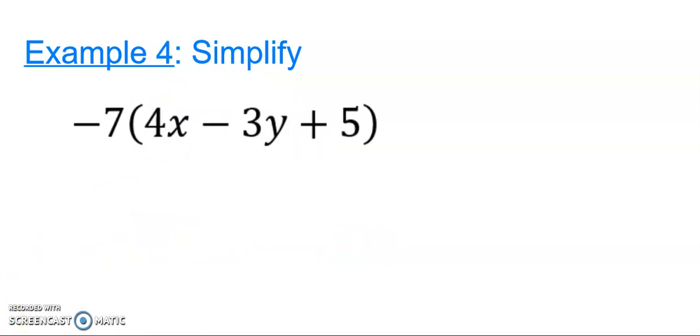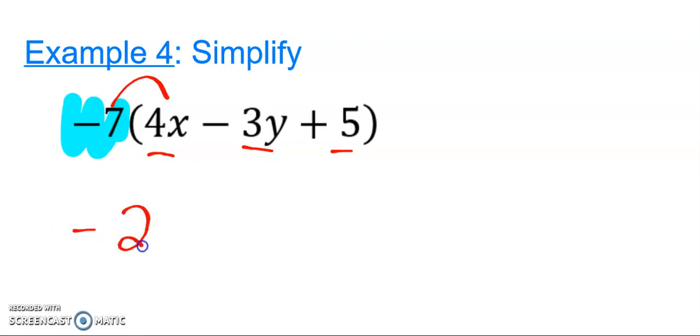Okay, once again, multiply each term by the coefficient. Our coefficient here is negative 7, but look at this. This time we have 1, 2, 3 terms. So we're still going to multiply that negative 7 by each term. So we have negative 7 times 4x, which gives us a negative 28x.